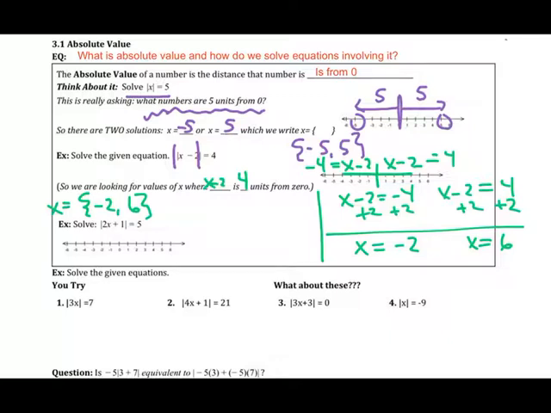Go ahead and pause the video, see if you can figure out what's being asked. See if you can use your number line to set up what's being asked. Go ahead and pause your video.